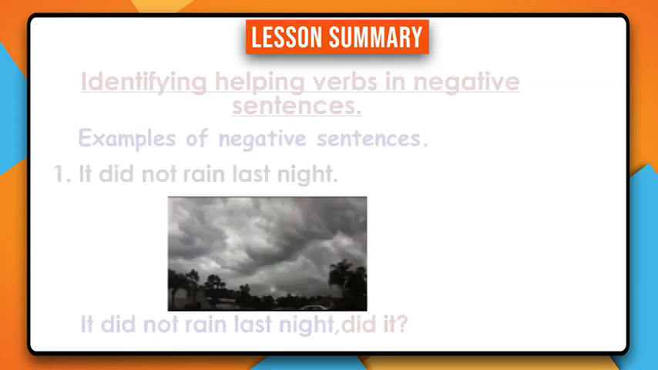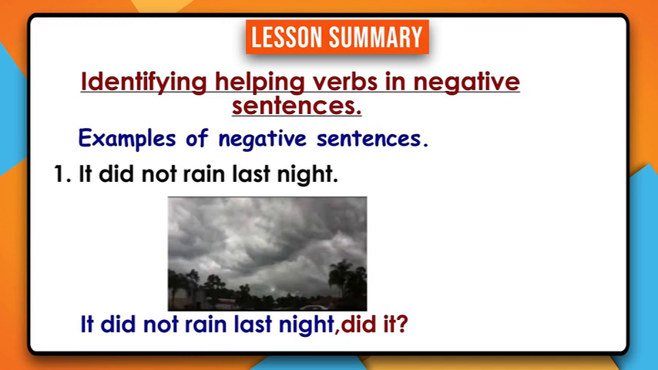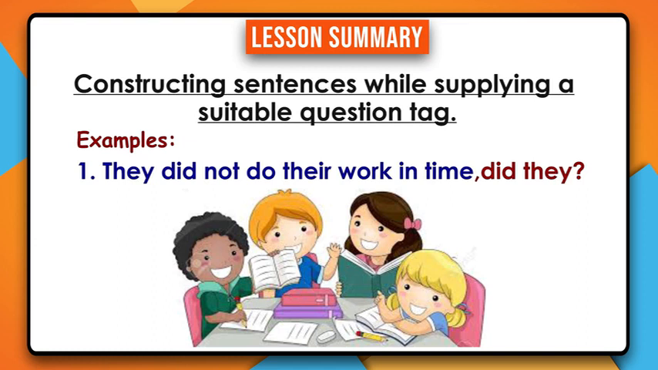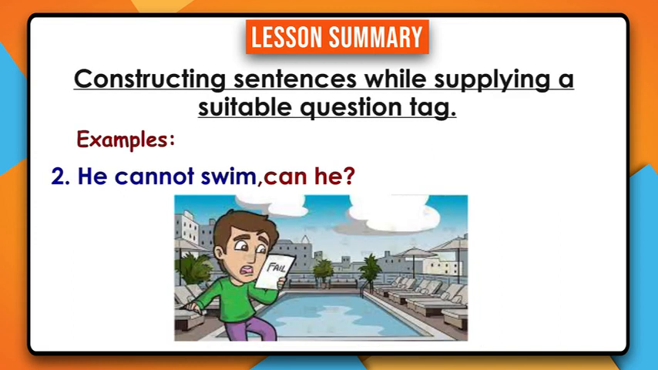We have seen examples like, it did not rain last night. Because our sentence was negative, we had to supply a positive question tag, which was did it? It did not rain last night, comma, did it? Our next example was, we did not eat breakfast, and our answer was did we? We have also been able to construct sentences while supplying a suitable question tag. One of the sentences we constructed was, they did not do their work in time, comma, did they? Another one was, he cannot swim, can he? And many other sentences we have constructed in this lesson video.